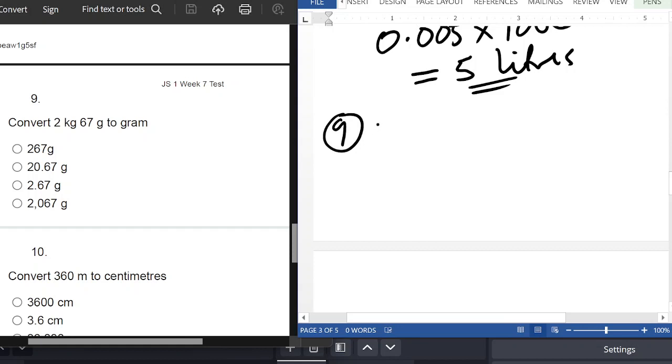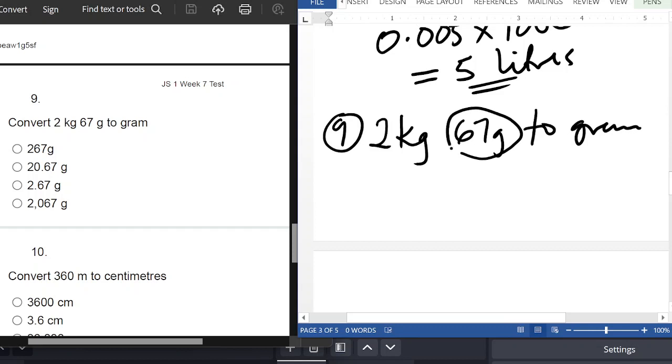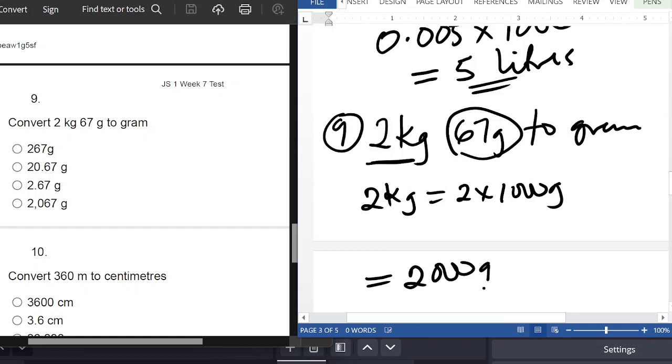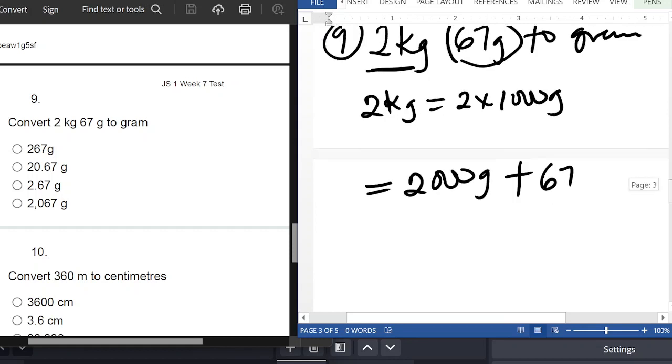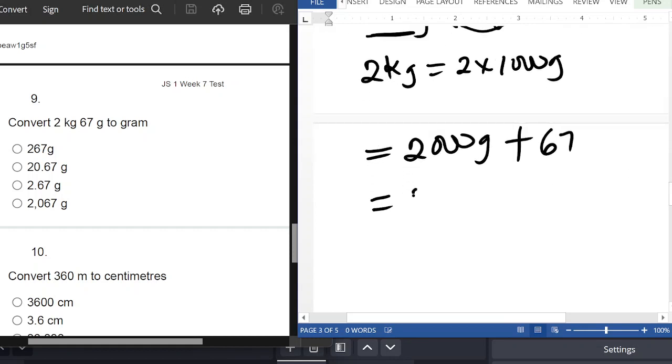So we have 2 kilograms, 67 grams. This is already in grams, so we need to convert the kilograms to grams. So 2 kilograms will be 2 multiplied by 1000 grams. So that gives 2000 grams plus 67 grams. That would then give us 2067 grams. That gives our answer for that one.